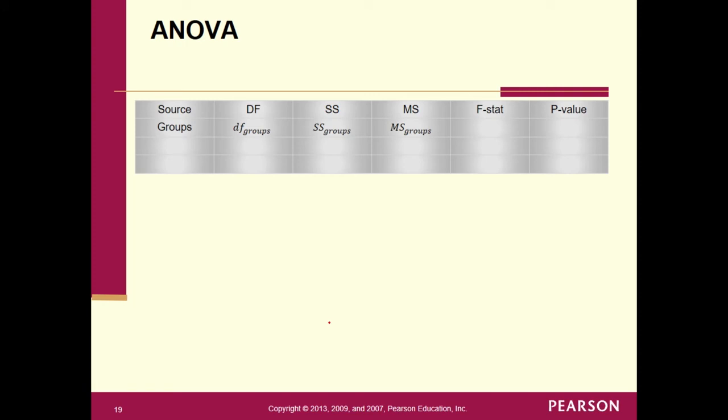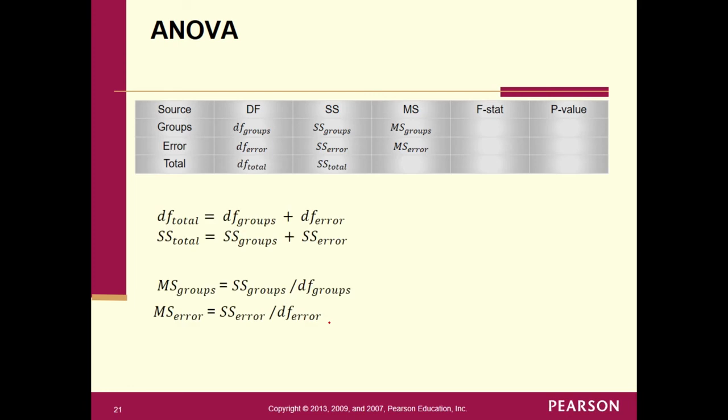All right, so you have degrees of freedom for the groups, you have SS for the groups, and you have MS for the groups. And same thing for error. You can add those up to get a total for the degrees of freedom and total for the sum of squares. For the mean square, it doesn't make any sense to add those guys up, so we don't. Just like before, as you move down the table, things add.